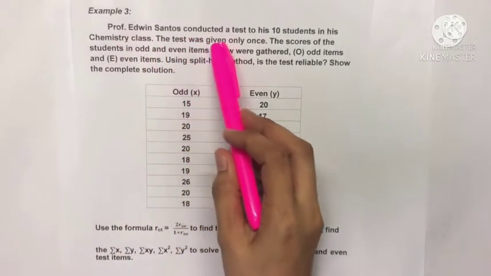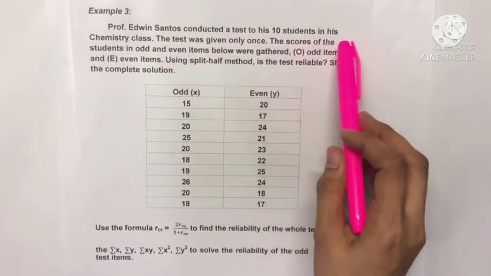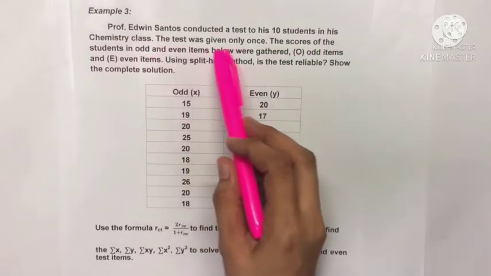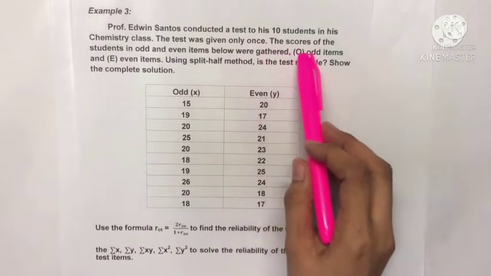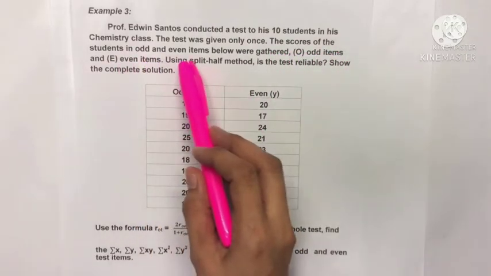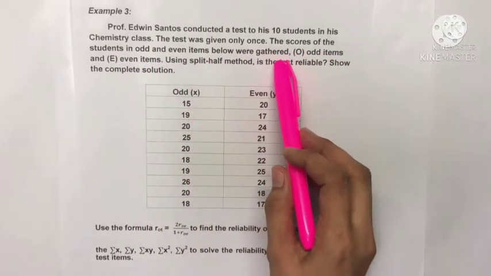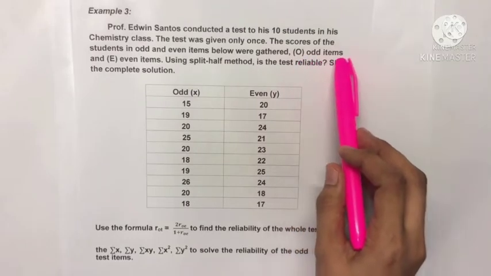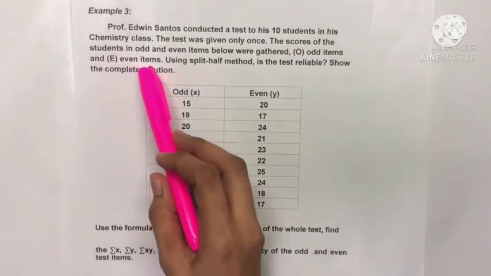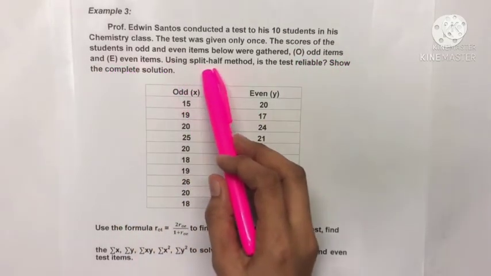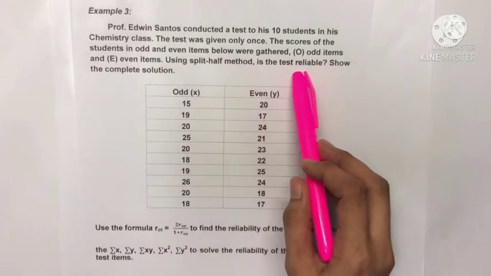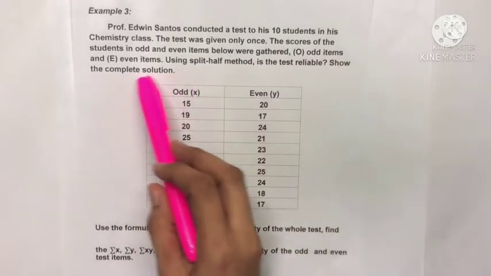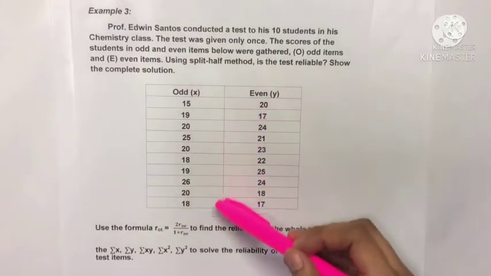Professor Edwin Santos conducted a test to his 10 students in his chemistry class. The test was given only once. The scores of the students in odd and even items below were gathered. O for odd items and E for even items. So using split half method, is the test reliable? Show the complete solution.